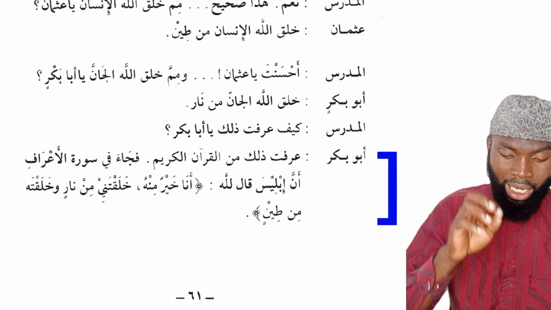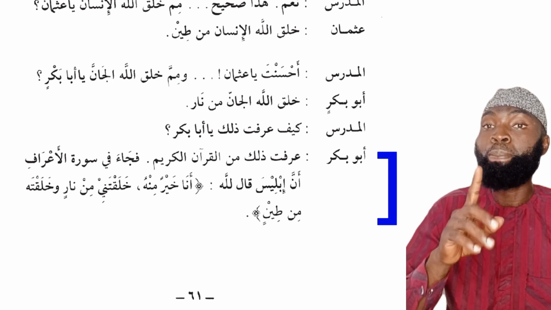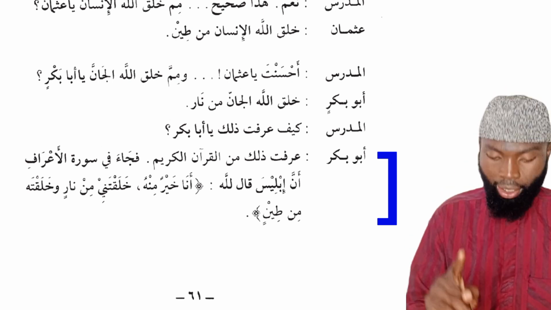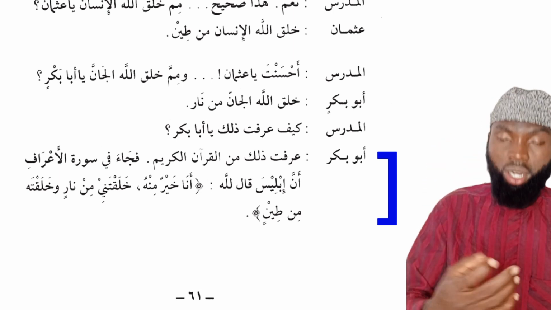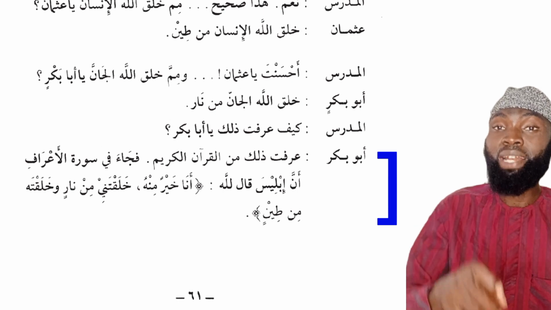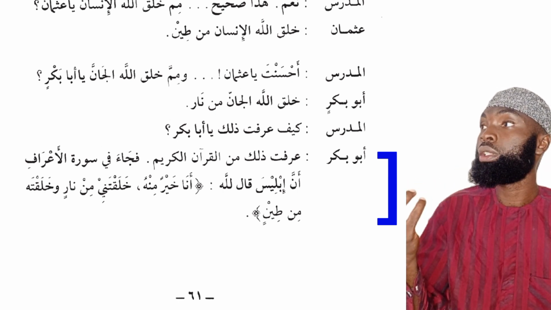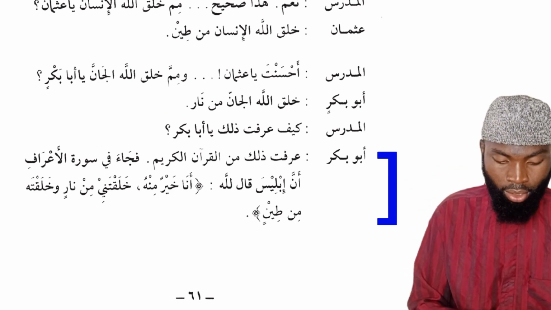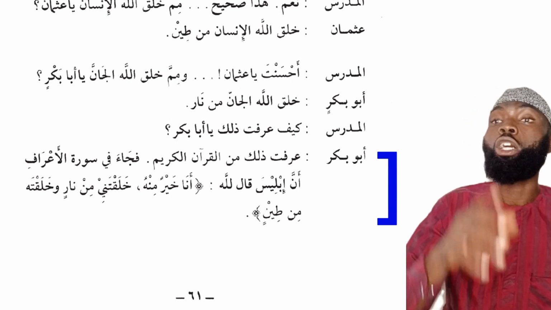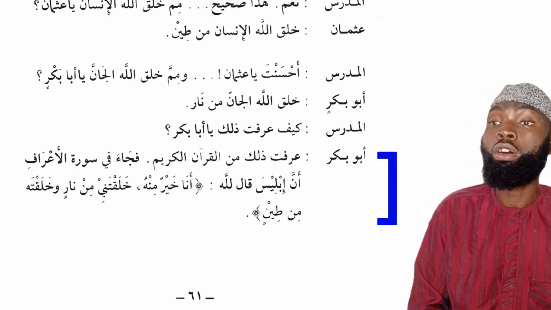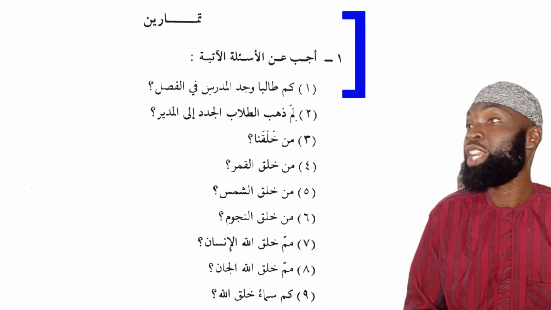فَجَاءَ سُورَةُ الْأَعْرَافِ أَنَّ إِبْلِيسَ قَالَ لِلَّهِ. It came in Surah Al-A'raf that Iblis, the shaitan, the devil, said to Allah. He said, أَنَا خَيْرٌ مِّنْهُ, I'm better than him. خَلَقْتَنِي مِنْ نَارٍ. You created me from fire. وَخَلَقْتَهُ مِنْ طِينٍ. And you created him from tin, dust mixed with water. Al-Mudarris said, أحسنت يا أبا بكر, you did well, O Abu Bakr.